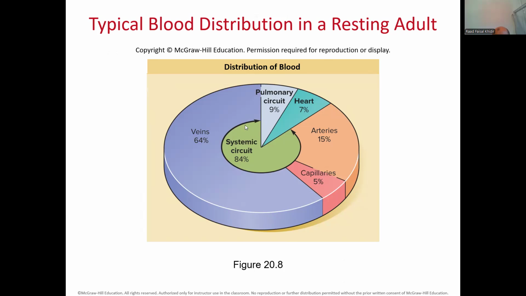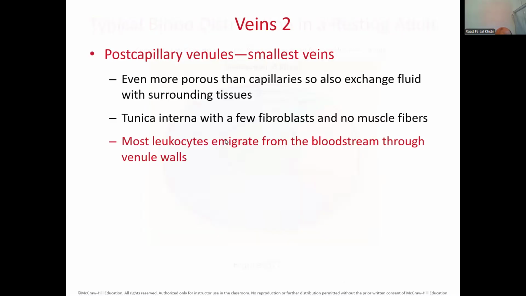But holistically, the heart has only 7% of the blood found in it. 5% of the blood is found in the capillaries, while the veins have the highest amount of blood because they are for capacitance, for survival.